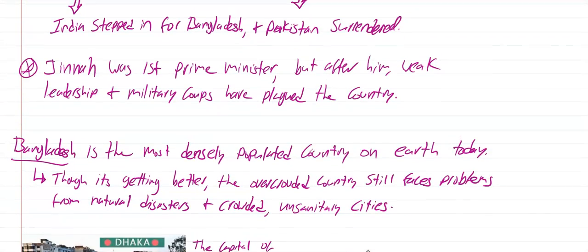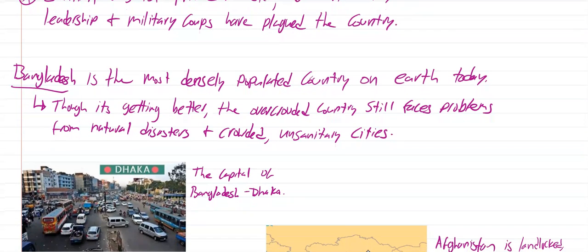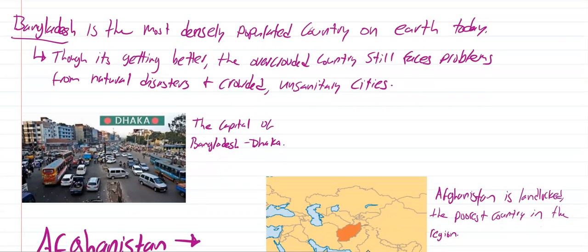So Jinnah, Al Jinnah, who we just talked about at the beginning of this video, was the first prime minister. Remember, he was the leader of the Muslim League, but he was the first prime minister of Pakistan. After him, there was a lot of weak leadership and military coups that have plagued the history and stagnated the country for many decades. Bangladesh, we just talked about, is today the most densely populated country on Earth that's not a microstate.